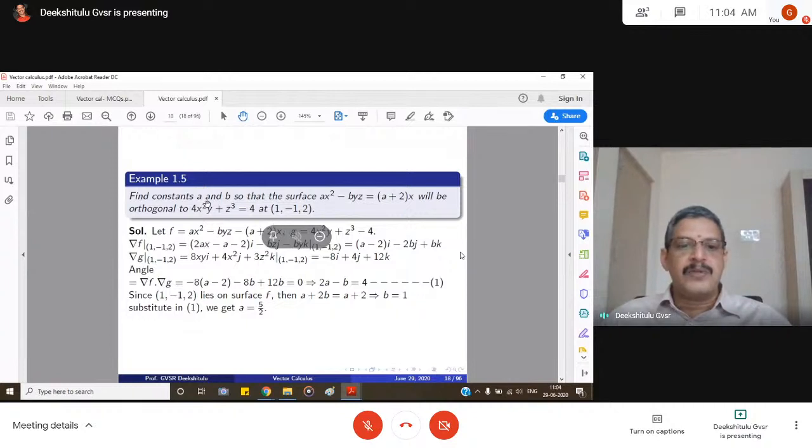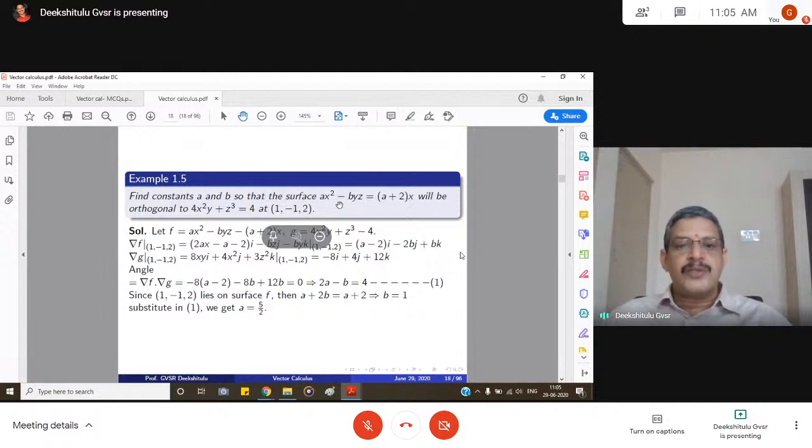Similarly, find the normal to the second surface. Gradient of g: ∂g/∂x is 8xy i, ∂g/∂y is 4x² j, ∂g/∂z is 3z² k, at the given point (1, -1, 2). So it comes out to be -8i + 4j + 12k.